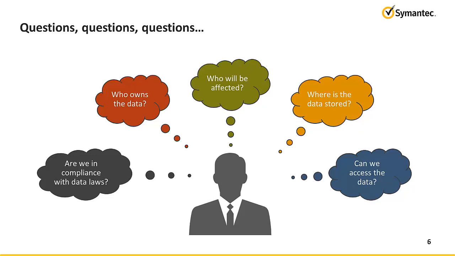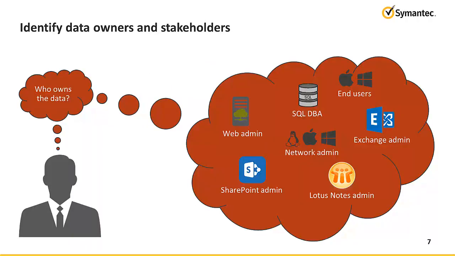Who owns the data? Who will be affected if we lose it? Where is it stored? Can we access it? And are we in compliance with data laws? It is critical to work with departmental data owners and stakeholders to map out potential locations of confidential data across the organization. Data owners and other stakeholders can help you focus your search for confidential data at rest by pointing you to departmental repositories, which can include Exchange servers, SQL database servers, SharePoint servers, cloud storage accounts, and so on.